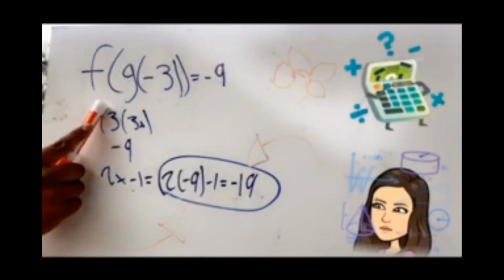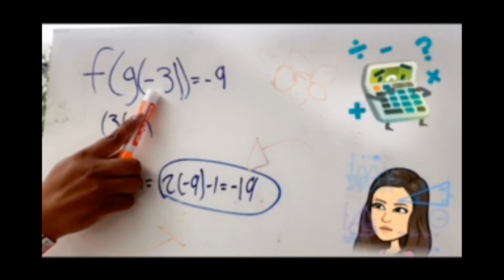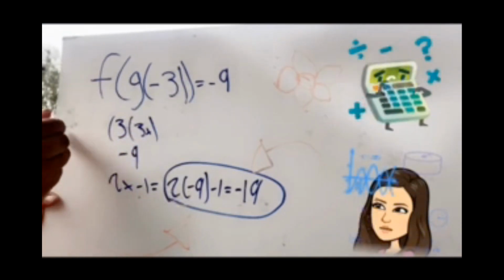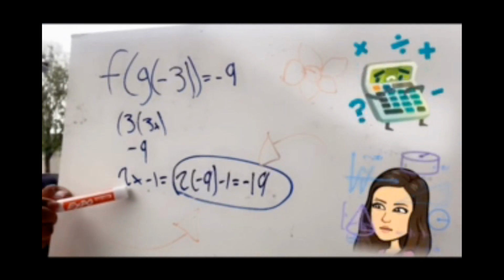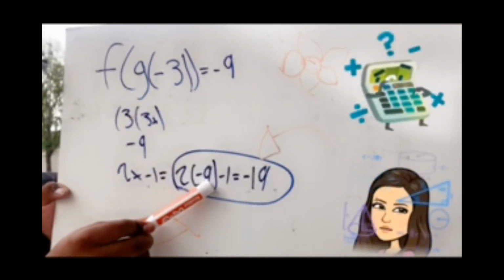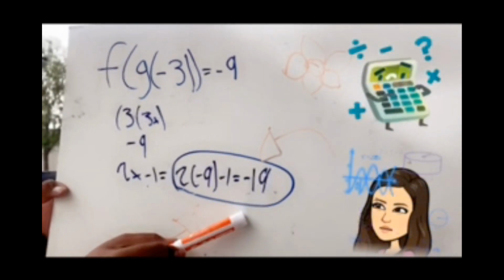For problem 1, it is f(g(-3)) equals -9, which would be false because we would still need to solve for f, which is 2x - 1 equals 2(-9) - 1 equals -19.